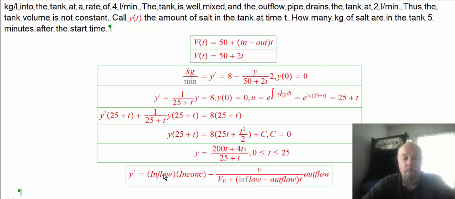So that's sort of a structure that we followed in both these two examples. In the first example, the inflow and the outflow were the same, so the V was just the V naught. In the second example, they were different, so we got a function of time in the denominator.